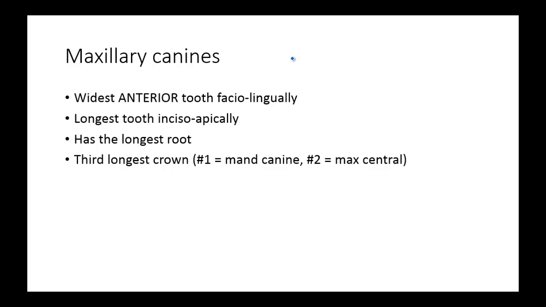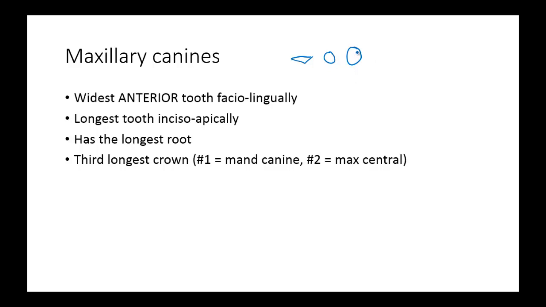If you remember, when we started off with the maxillary centrals, they had that triangular shape because of a very flat facial surface. Then we went to the lateral incisor, which had a more oval shape because the facial surface was much more rounded. The maxillary canine follows that same pattern. It's much wider facial-lingually than the incisors, and what that means is the root canal itself is going to be much wider as well.